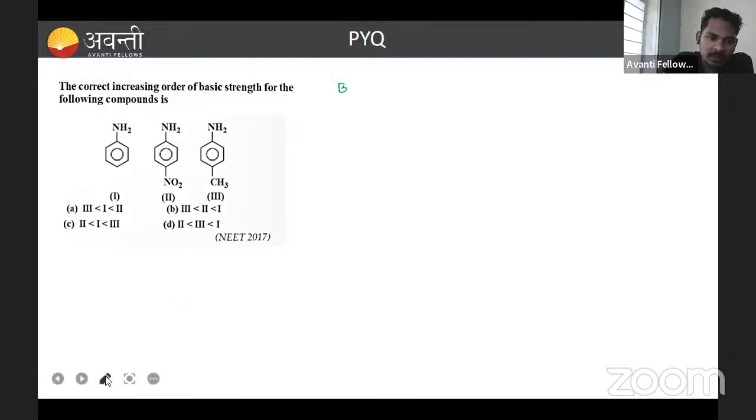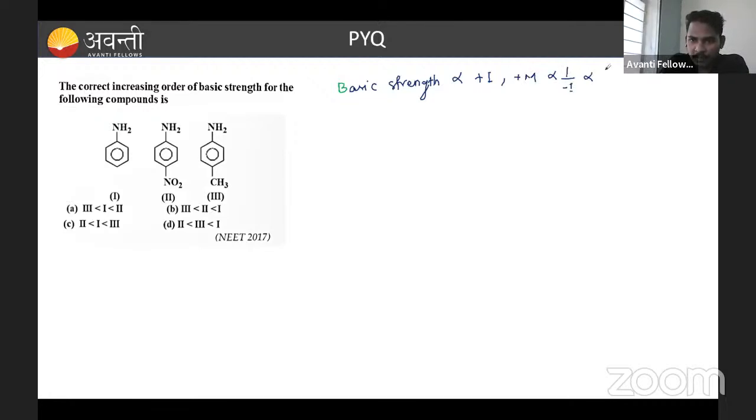Basic strength. Strength किस पे डायरेक्ट प्रोपोर्शनल है? डायरेक्ट प्रोपोर्शनल टू प्लस आई ग्रुप. More the plus I group, more strength. Or plus M group, and this is inversely proportional to minus I group, and inversely proportional to minus M group. Okay, so likewise that. Now let's see.